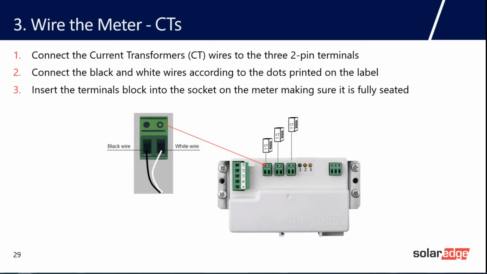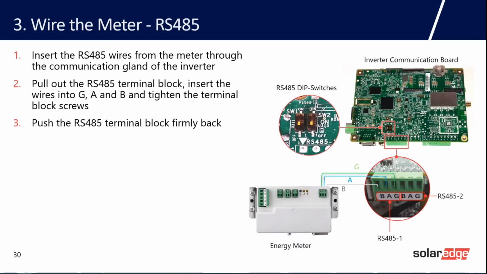To connect the RS-485: 1. Insert the RS-485 wires from the meter through the communication gland of the inverter. 2. Pull out the RS-485 terminal block, insert the wires into G, A and B and tighten the terminal block screws. 3. Push the RS-485 terminal block firmly back.